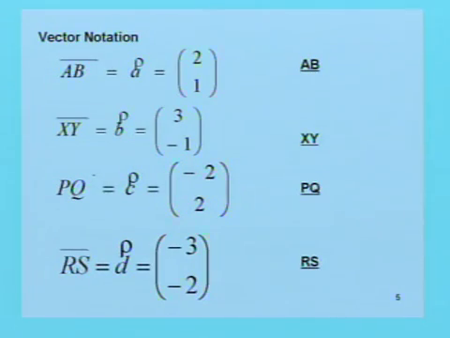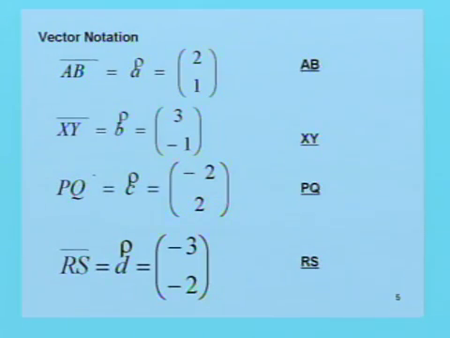Vector XY, written XY with an arrow over XY, that can be represented using a small letter b, vector b, b with an arrow over it, which is equal to (3, -1). And if we use a parallel notation, it will be XY with an arrow under it.